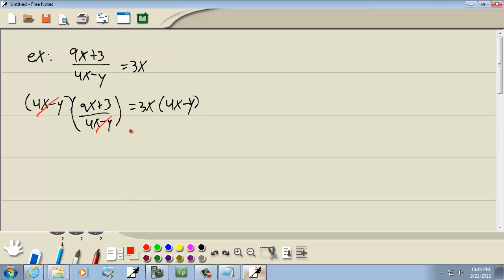Over here, the 4x minus y's cancel. And we got 9x plus 3. And 3x times 4x gives us 12x squared. And 3x times negative y gives us negative 3xy.